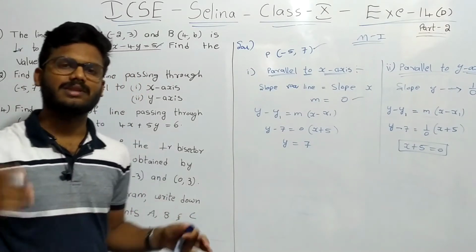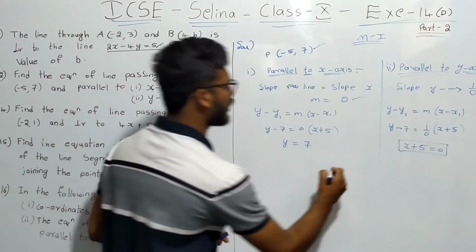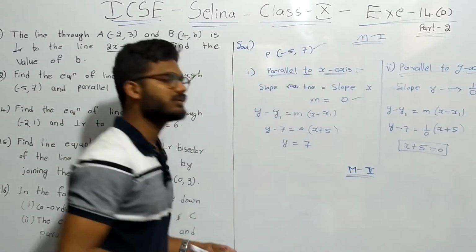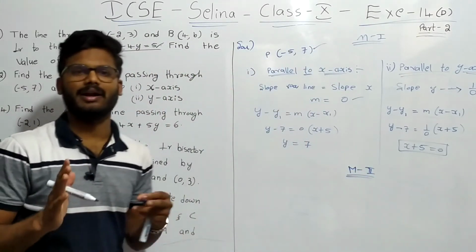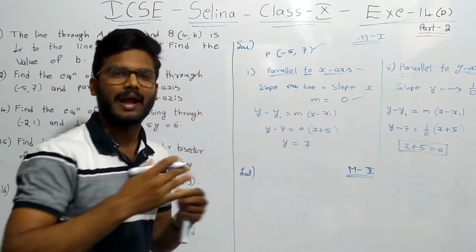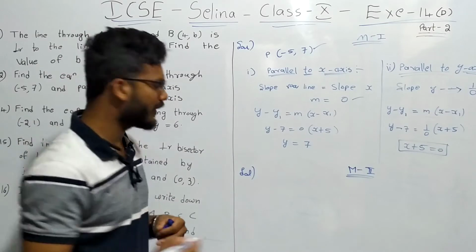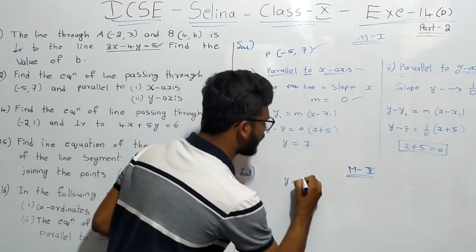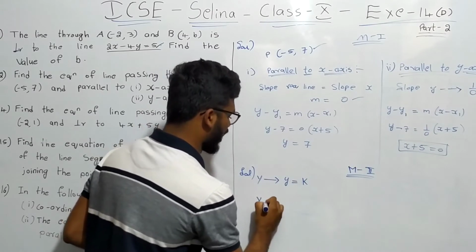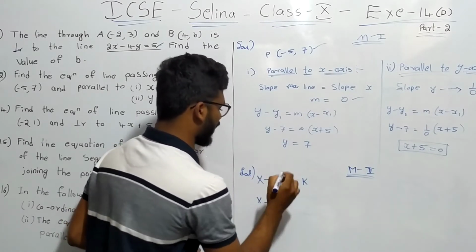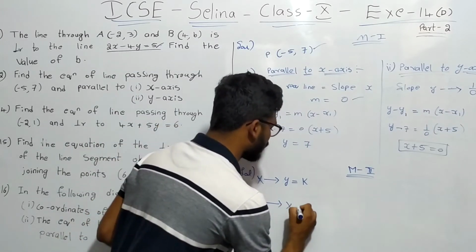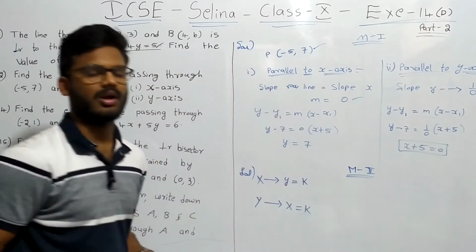And the same problem you can do in another method. Second method, let us see what it is. See, already we know some conditions. The equation of a line which is parallel to the x-axis will be in the form of y equals constant, and which is parallel to the y-axis will be in the form of x equals some constant.